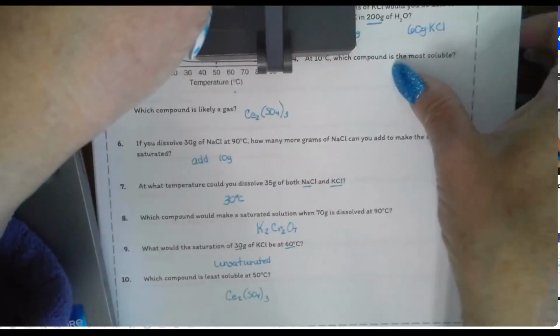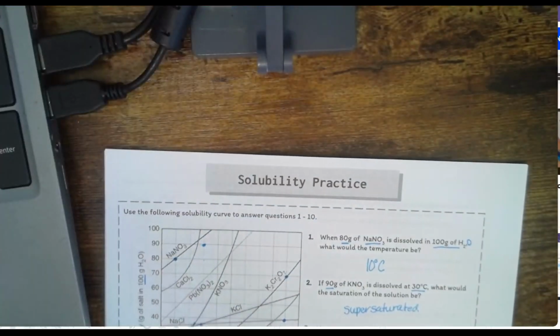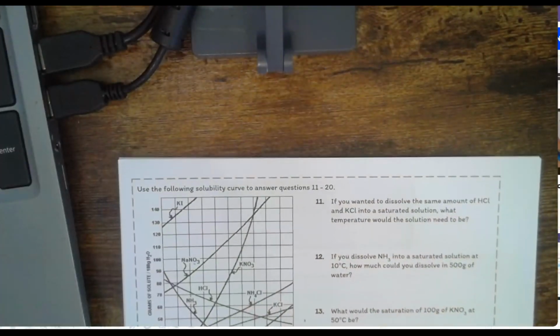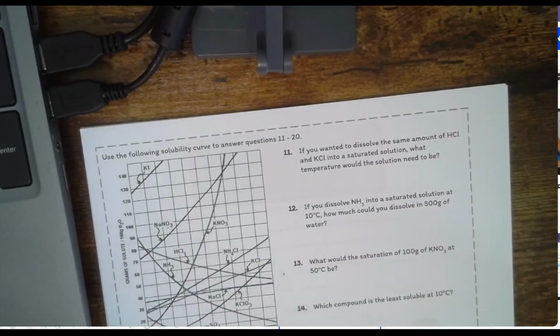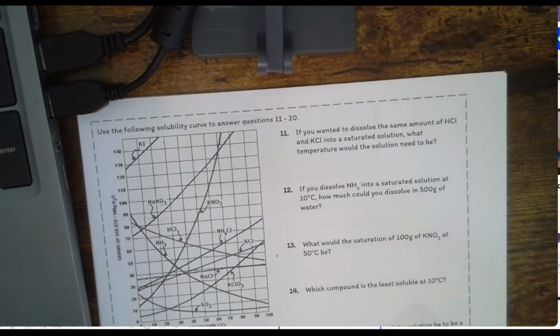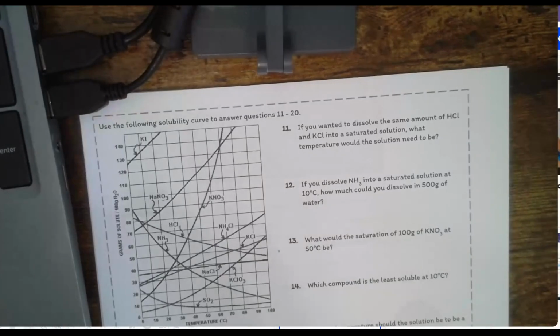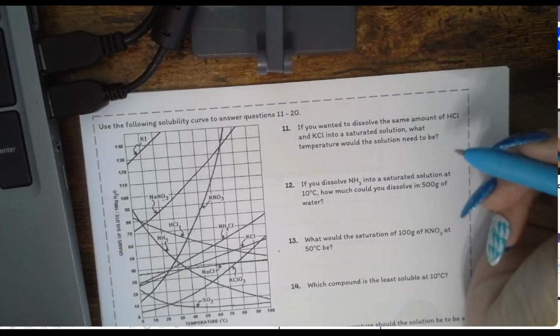Okay, so let's flip the page over. All right. So we have a new solubility curve, and we have about 10 more questions.